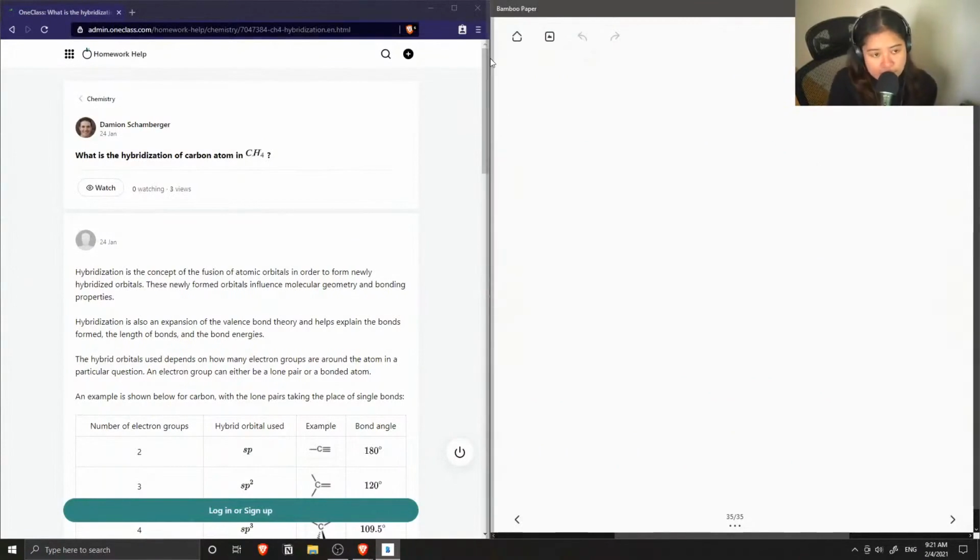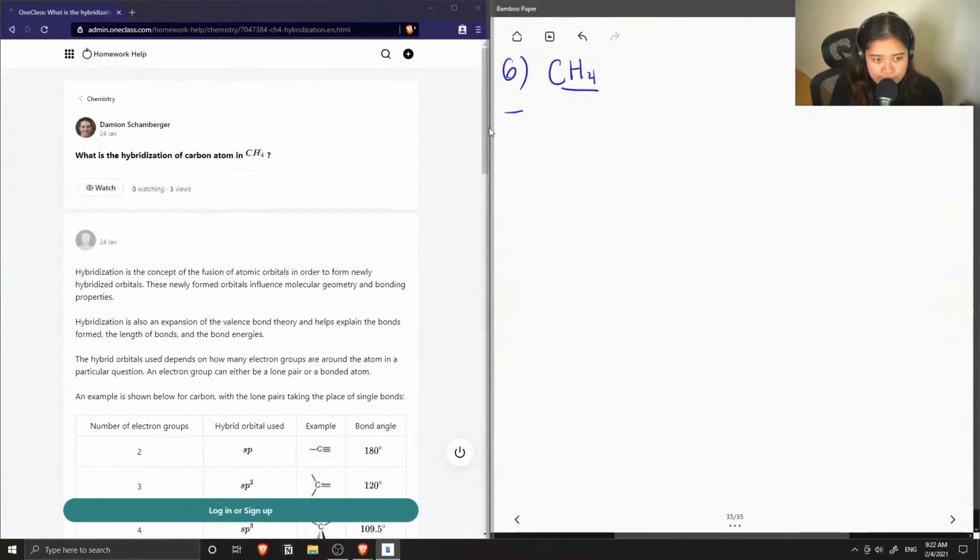Okay, so question number 6. What is the hybridization of the carbon atom in CH4? Okay, so to answer this question, we would need to write out the Lewis structure for CH4, which is methane.